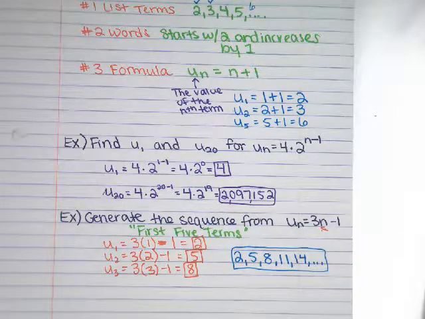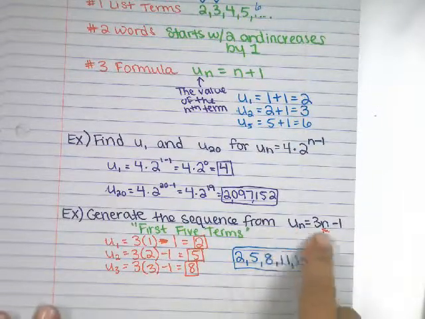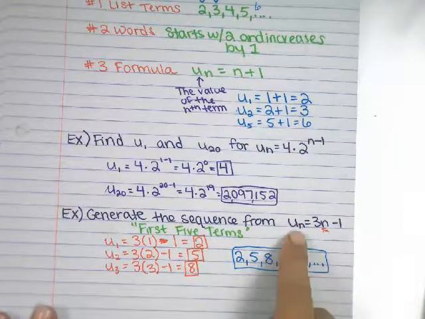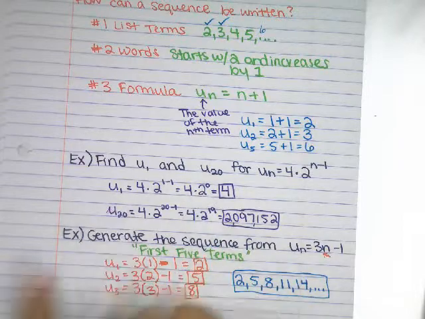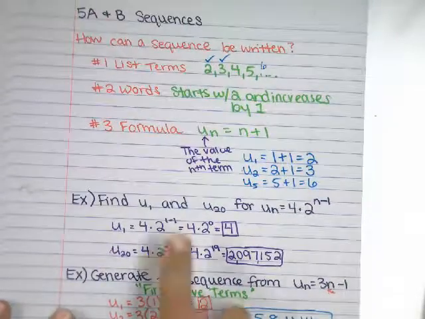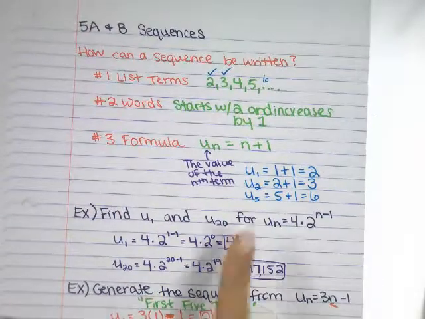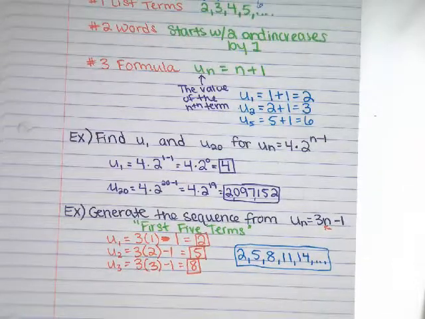Okay. We generated the sequence from our general formula. So this is just an introduction, how to work with this notation, how to generate a sequence from a formula, how to evaluate a formula for certain numbers in the sequence, and then the different ways that you could describe them. So this should get you started with sections A and B.